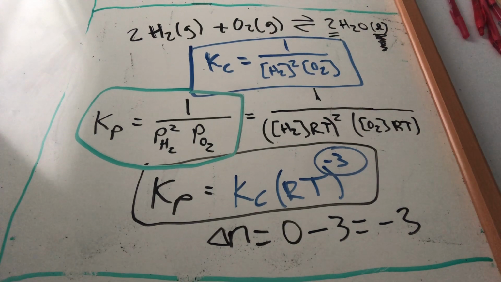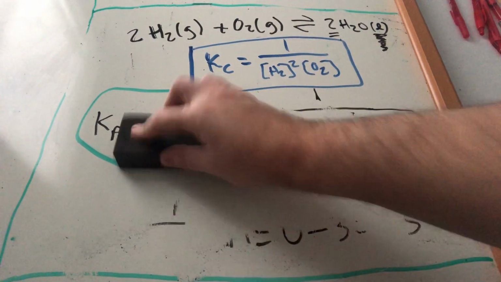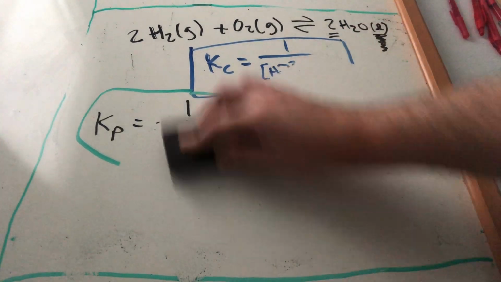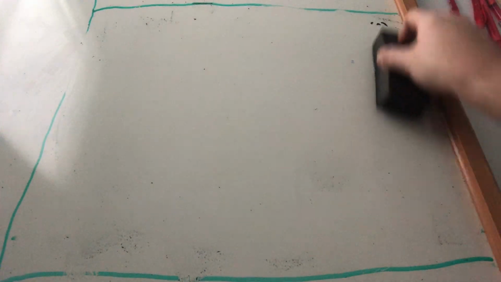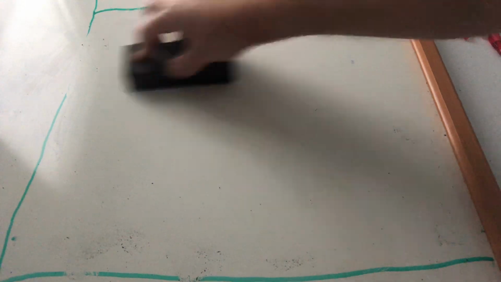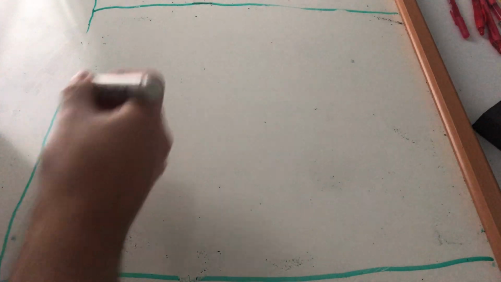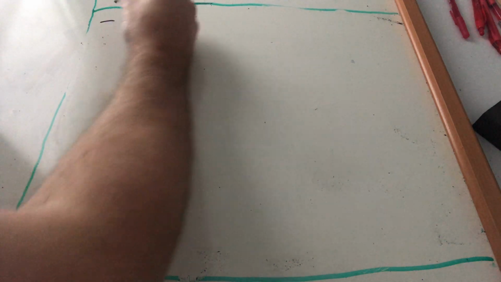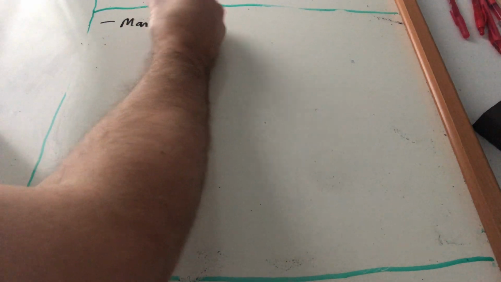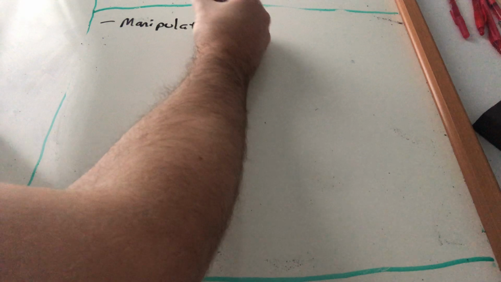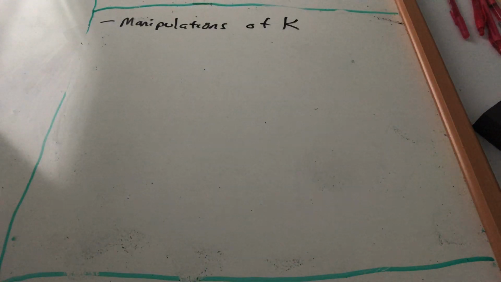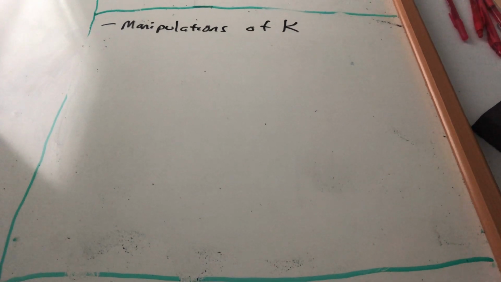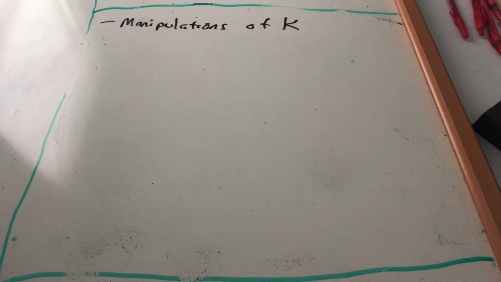So we're going to finish this video then talking about other things that you can see for any K. Everything that we talk about from here on in applies to any K that we run into, KP or KC. We're going to run into different Ks throughout the semester. You can always do this for any K. So we're going to call this manipulations of K. And I'm not even going to give it a subscript because, like I said, it applies for any of the Ks that we're going to talk about.